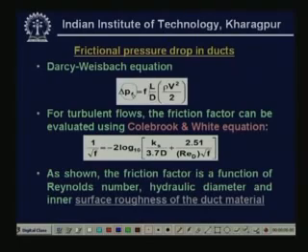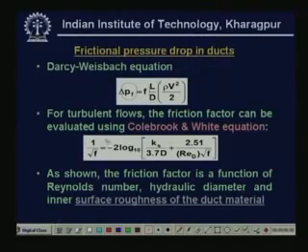For turbulent flows, the friction factor can be evaluated using the Colebrook and White equation. Of course, you can use several equations depending upon the type of flow. Most of the time in air conditioning ducts, the airflow is turbulent in nature, so you have to use correlations for turbulent flow. There are several correlations for turbulent flow; in fact, I have discussed these while discussing the fundamentals of fluid flow. The most popular equation is the Colebrook and White equation, which is given here.